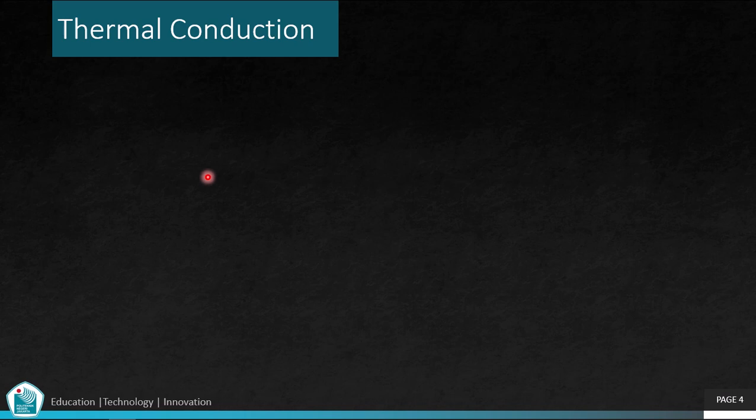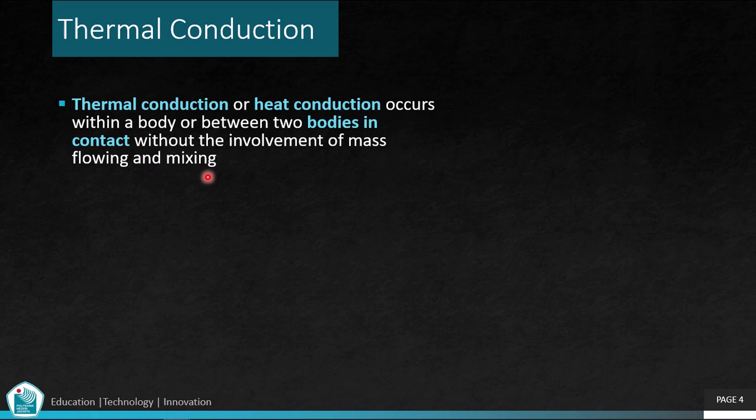Thermal conduction, or heat conduction, occurs within a body or between two bodies in contact without the involvement of mass flow and mixing. So remember, there's no mass flowing and mixing, so there's no convection here. It is the direct microscopic exchange of kinetic energy of particles through the boundary between two systems.